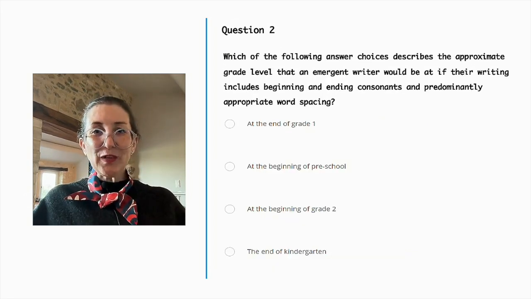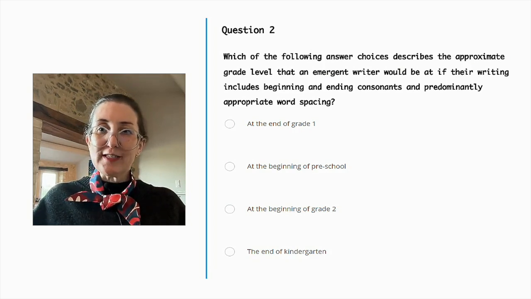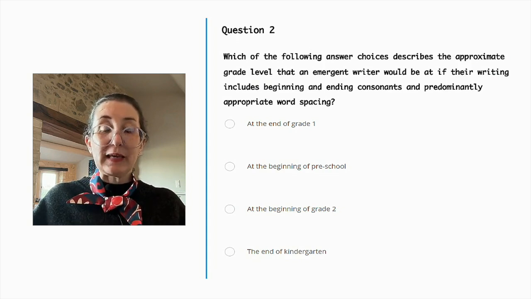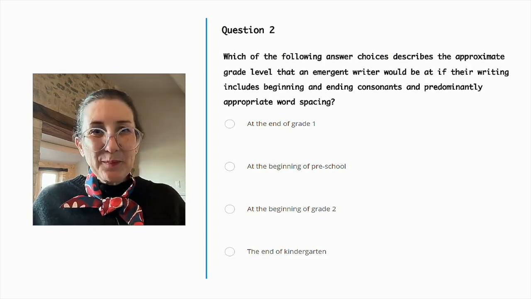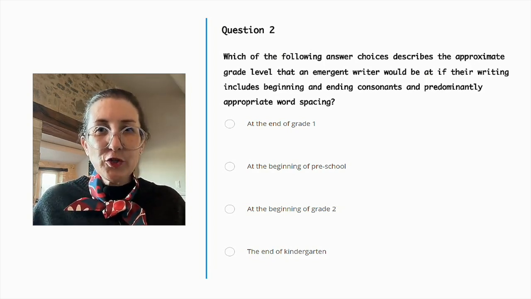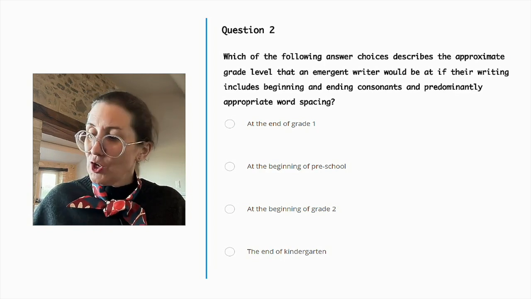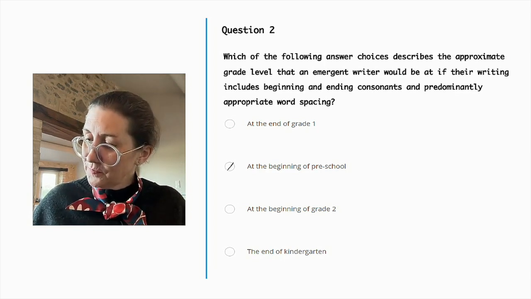Question number 2. Which of the following answer choices describes the appropriate grade level that an emergent writer would be at if their writing includes beginning and ending consonants and predominantly appropriate word spacing? At the end of grade 1, at the beginning of preschool, at the beginning of grade 2, or at the end of kindergarten. Beginning preschool is far too early for such writing skills, so we can cross that out.